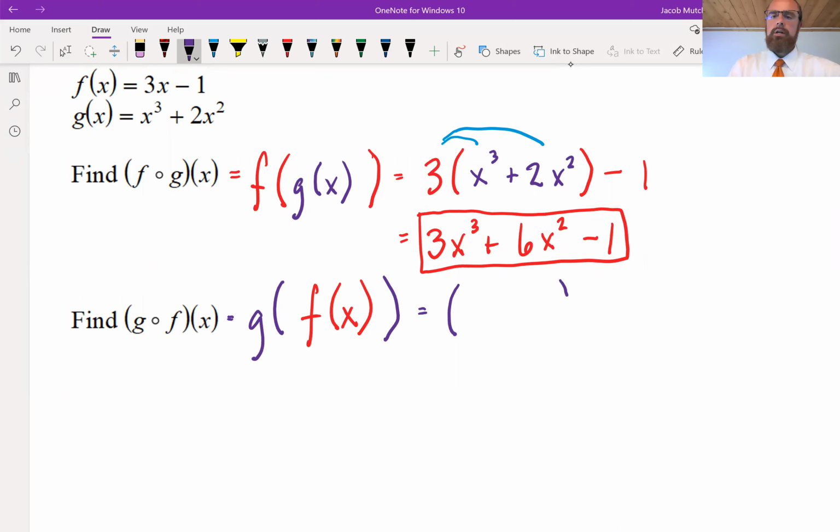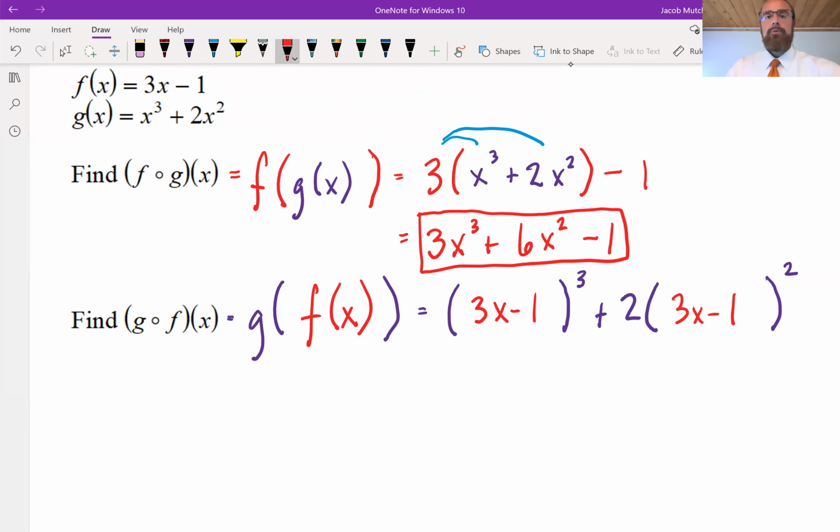So I'll leave a space where x was to the power of 3 plus 2, and then leave a space where x was, the second occurrence, squared. Substitute in the f function. So it's going to appear twice, 3x minus 1 and 3x minus 1. And that gives us some work to do algebraically. So I need to expand these cubes in this square. So let's get to work with that.